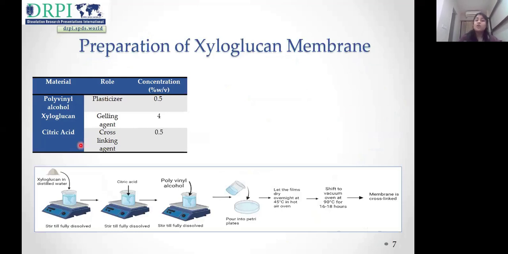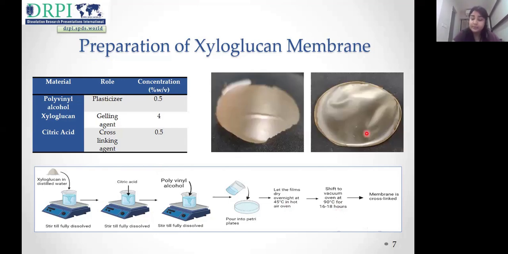Polyvinyl alcohol was used as the plasticizer, xyloglucan as the gelling agent, and citric acid as the cross-linking agent in the following concentrations. Xyloglucan is dissolved in water along with citric acid and then polyvinyl alcohol. This solution is poured on a Petri plate and the films are left to dry overnight at around 45 degrees Celsius, and then shifted to vacuum at 90 degrees Celsius for around 16 to 18 hours, after which the membrane is cross-linked. This is the image of the membrane that is made.